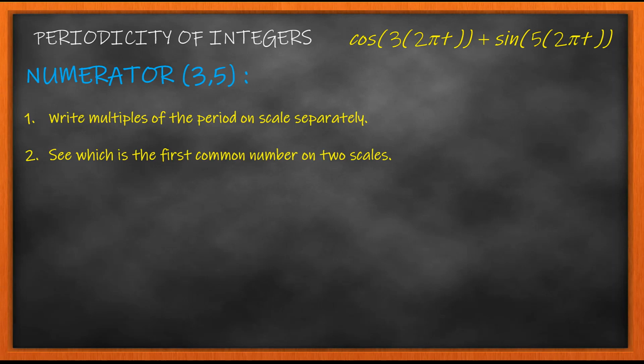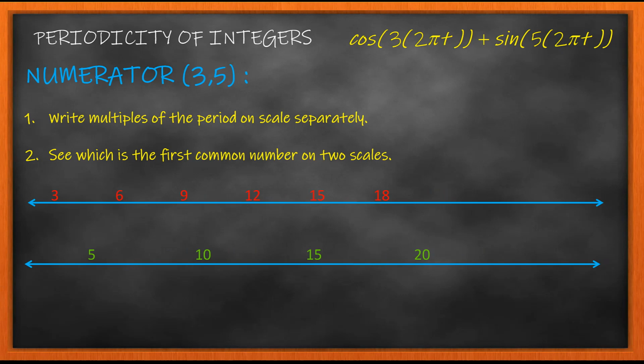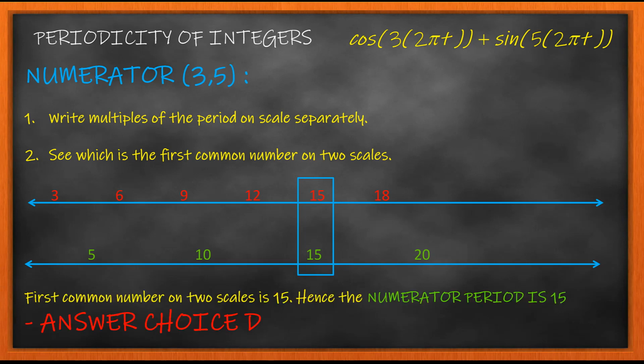Now, for the periodic integers 3 and 5, what is the common or combined fundamental period? In order to find the fundamental period of mixed signals, we use multiple scales for 3 and 5. We write the multiples of 3 on one scale and the multiples of 5 on the second scale, and then we look for the common term on both scales. In this case, the value is 15. Hence, your combined fundamental period for this mixed signal is 15, which is your answer choice D.